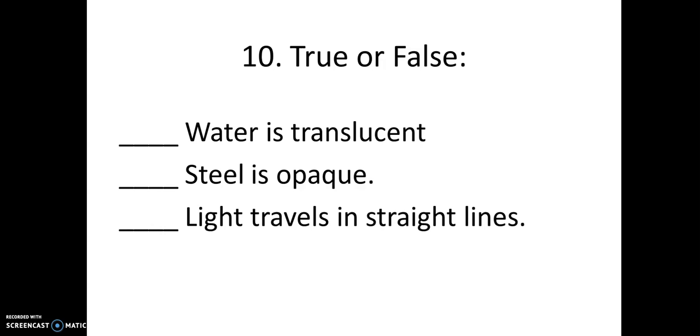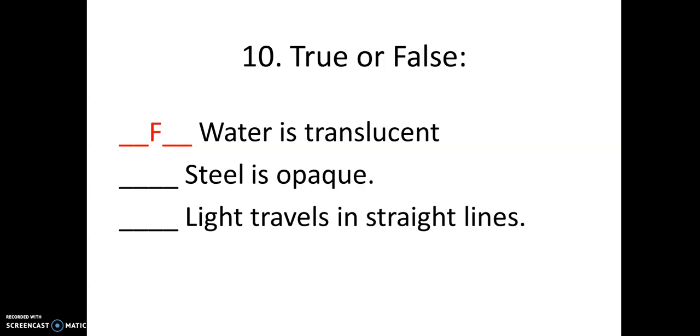All right, we're at another true or false section, so we're going to take the first one. Water is translucent. Is water translucent? Remember, we have transparent, translucent, opaque. False. Water is transparent. It's not like dyed water. It's water. So water is transparent. Light passes through water.